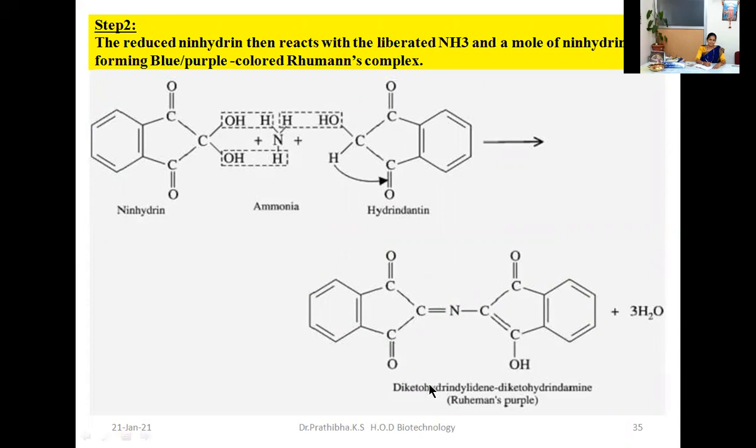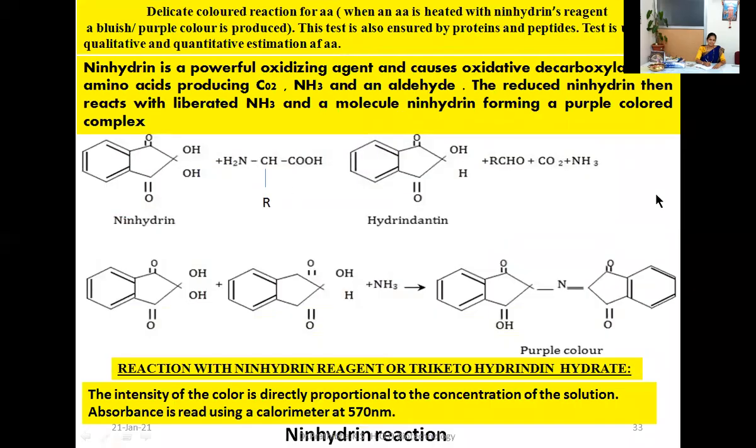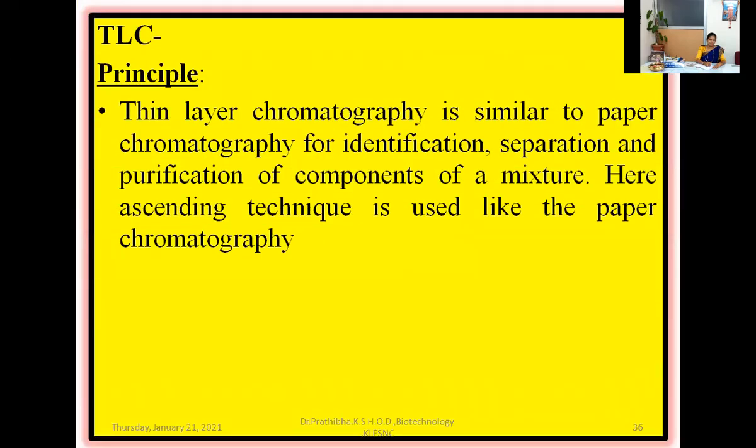So what has happened in the entire structure here? The reduced ninhydrin then reacts with the liberated ammonia and a molecule of ninhydrin, forming a blue purple colored complex. Hope you understood. Instead of going through all these step 1 and step 2, you can just go through this particular reaction. You can write this whole reaction, that will be more than enough for ninhydrin. Now let us go to the next one, TLC.